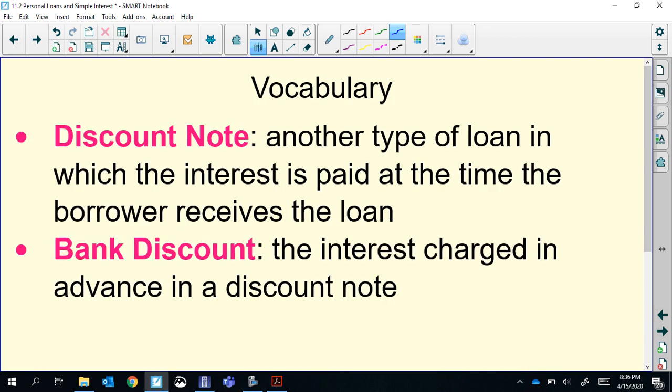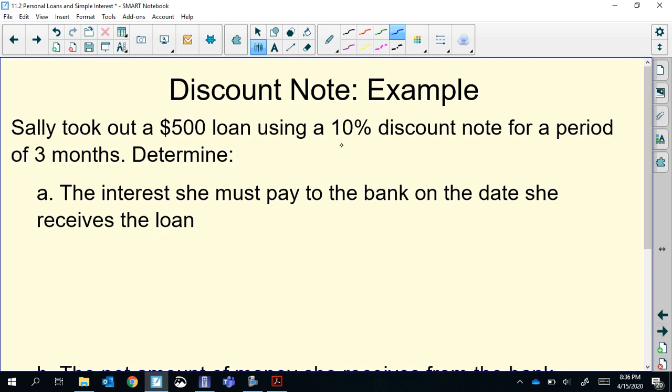So just putting that back in context real quick. You pay the interest up front. So it's like you're going to borrow $200. They're going to figure out how much interest that loan would be. You pay that up front so that the bank gets their money up front, basically, and then you pay back the rest of the money later. So a 10% discount note for a period of 3 months. Determine the interest she must pay back to the bank on the date she receives the loan.